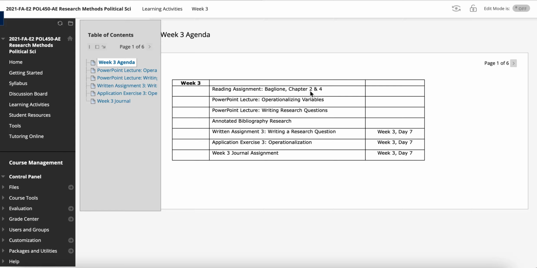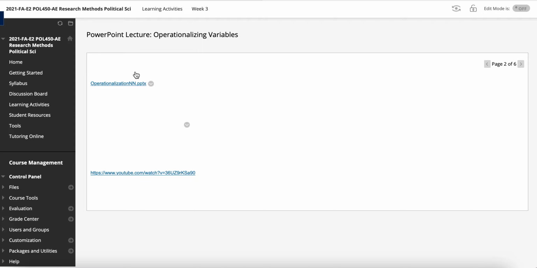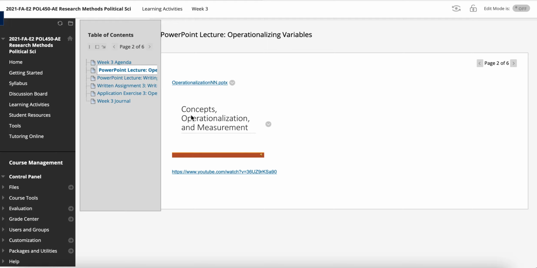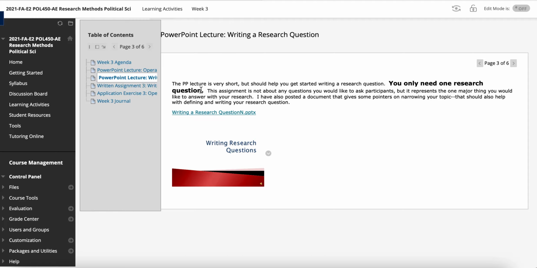So in our reading this week, we are in chapter 2 and chapter 4. I also have some accompanying PowerPoints that go along with that. The first one is concepts, operationalization, and measurement, and a YouTube video that's associated with that, and a second on writing your research question. So what I always recommend is to go through the PowerPoints, do your reading, and then go through your PowerPoints again. And that will always set you up for success, especially if you see things in redundancy.